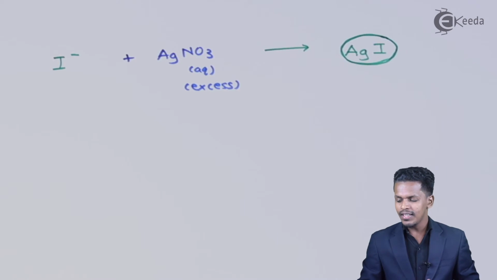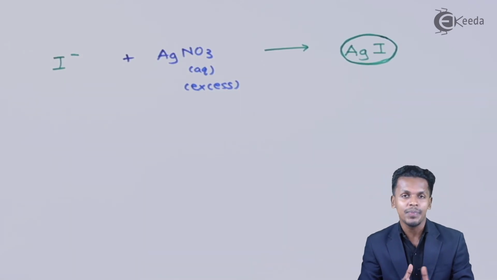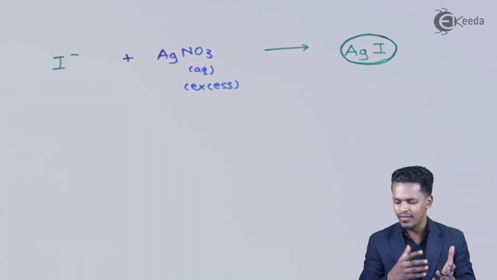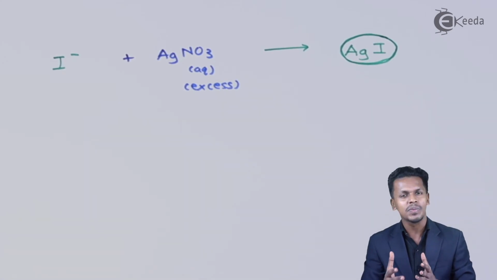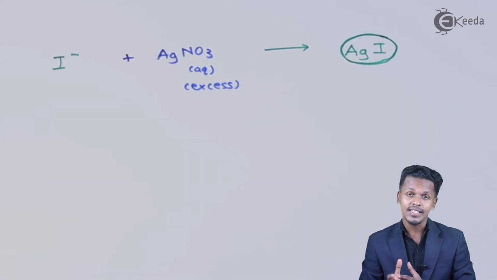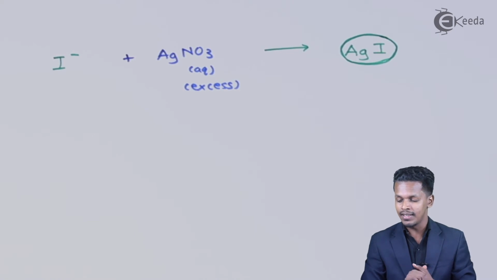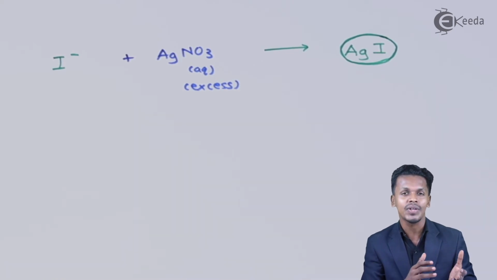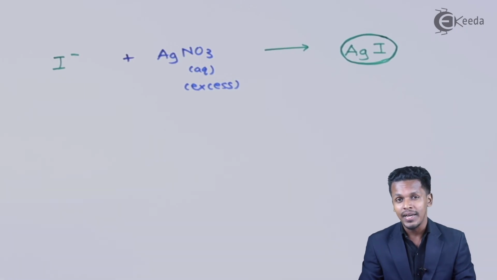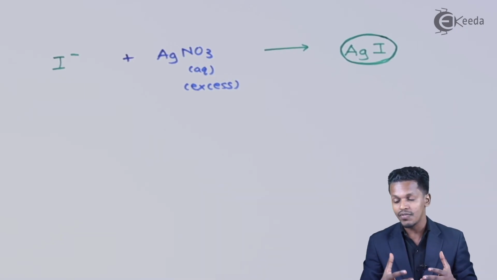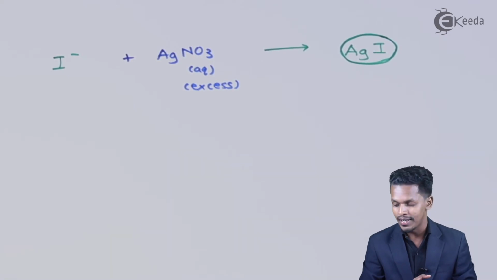The reaction is very much similar to the previous example that we did. Whenever we react AgNO3 with NaI, the product that we get is AgI. But in this case, it is reversed. In the previous one we added AgNO3 solution to an excess amount of NaI. But in this case, we have AgNO3 present in excess, and we are adding NaI solution. So the product that we get is AgI.